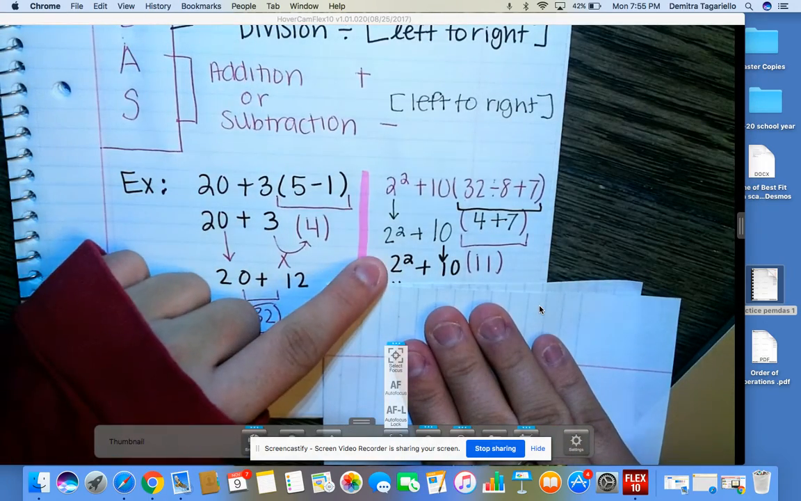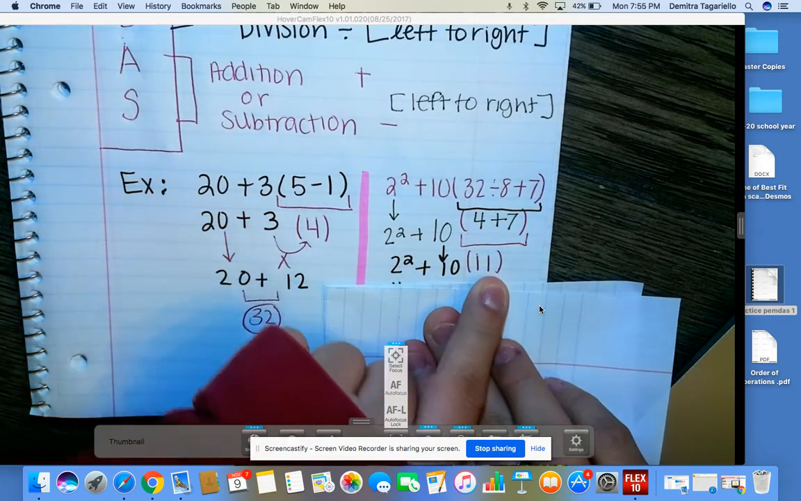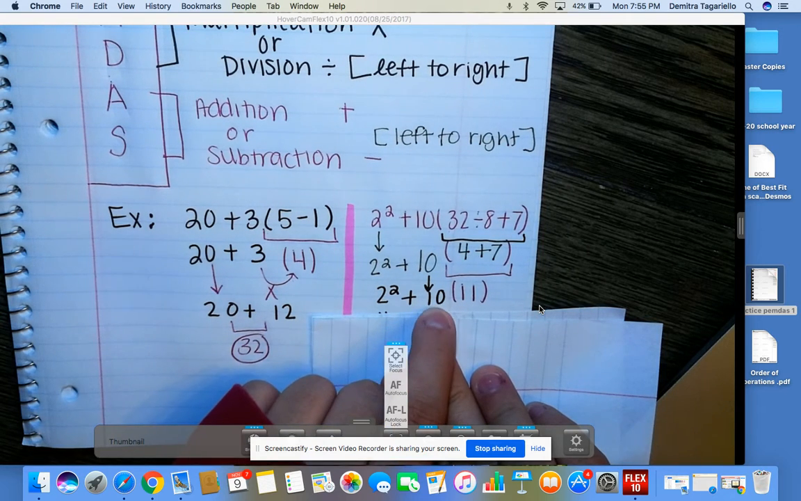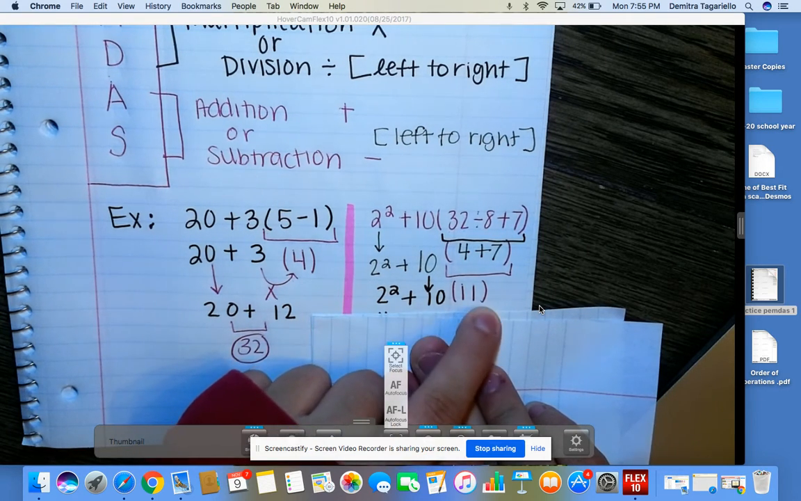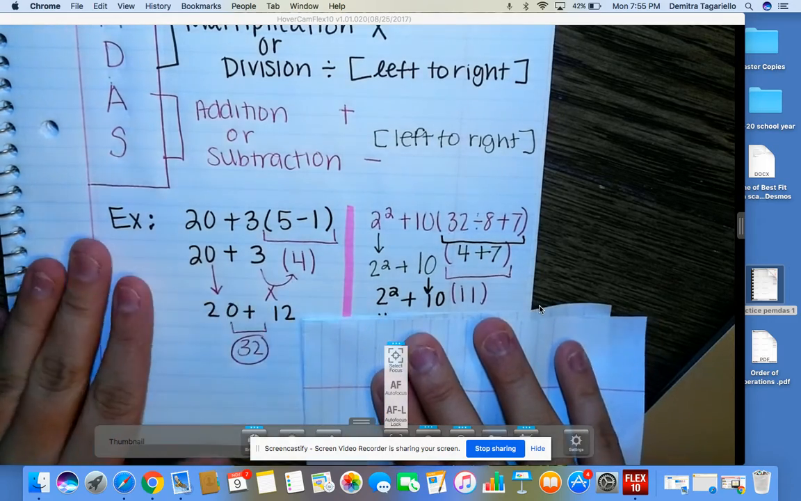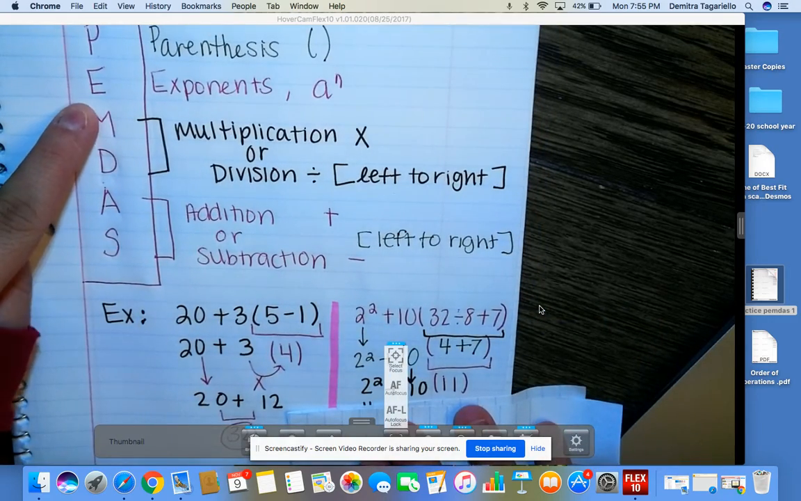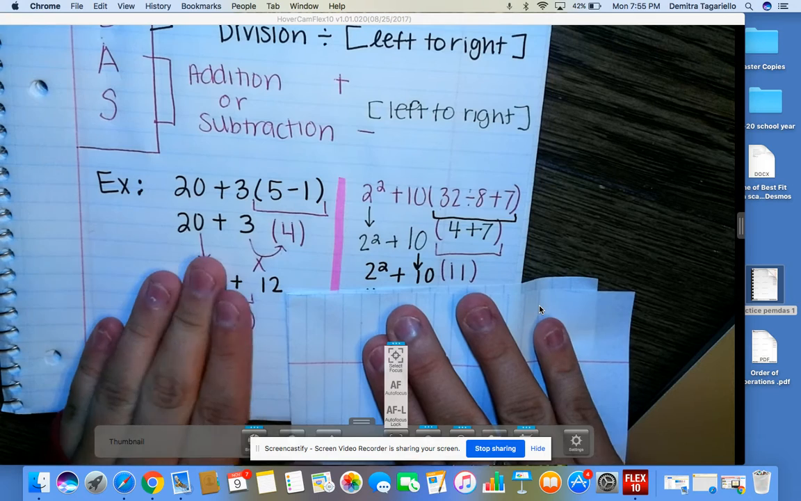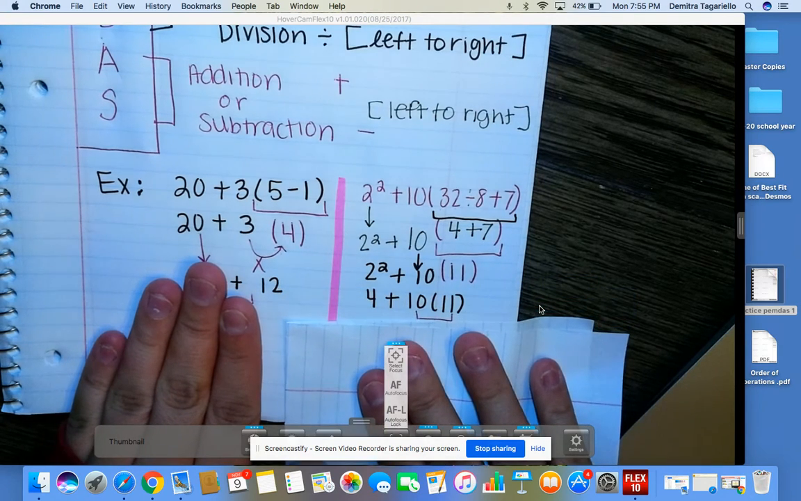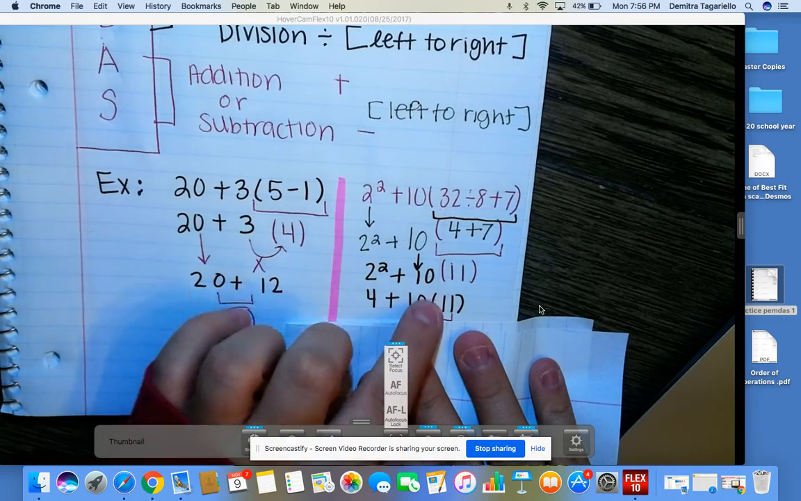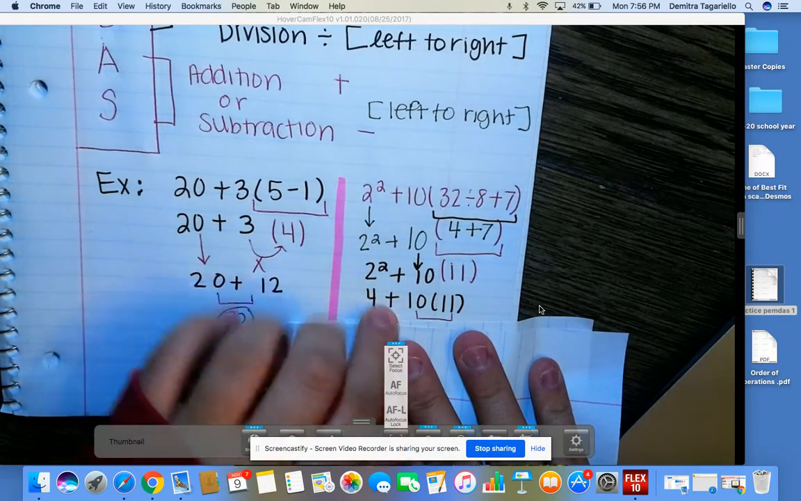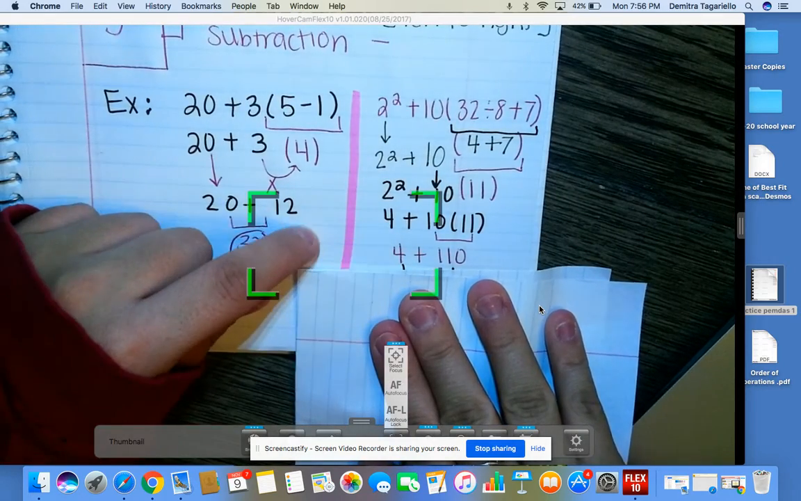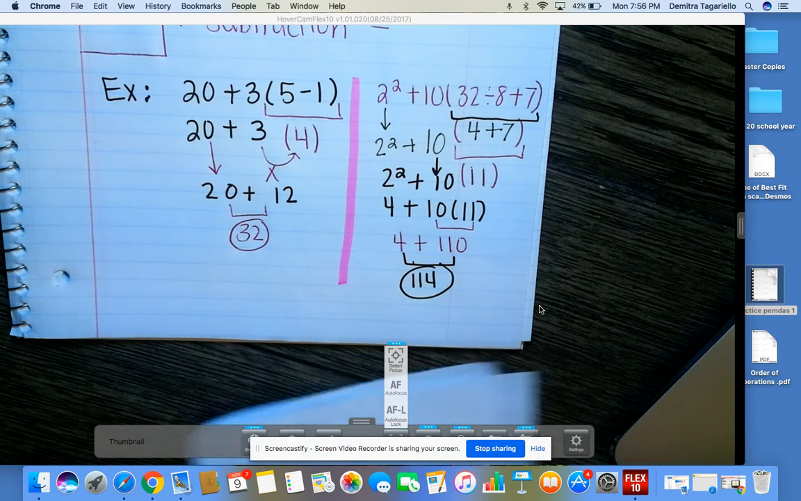I'm going to continue to bring down 2 squared plus 10, then parentheses 11. Now, I'm noticing here too, I also have the parentheses here still, which indicates multiplication. But according to PEMDAS, right, I still have exponents. Exponents is next in the list, so I'm going to simplify 2 squared. 2 squared is really just 2 times 2, so it becomes 4, and I'm going to bring down plus 10 times 11. I'm going to finish that out because multiplication comes before addition. So 10 times 11 is 110. Bringing down the 4, 4 plus 110 leaves me with a final answer of 114.